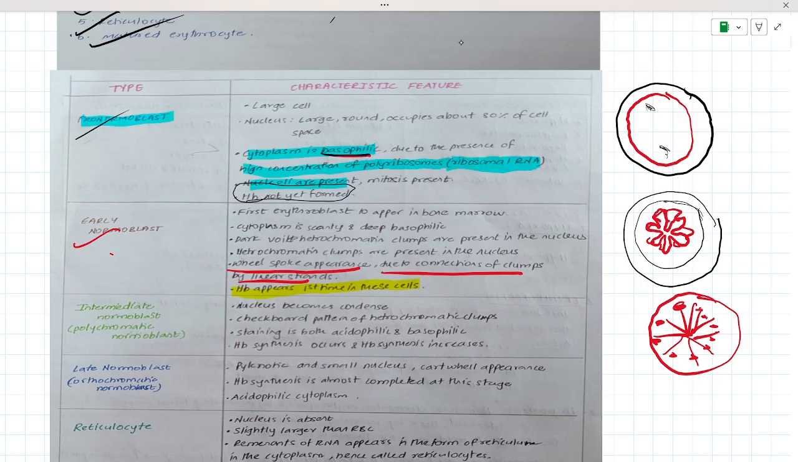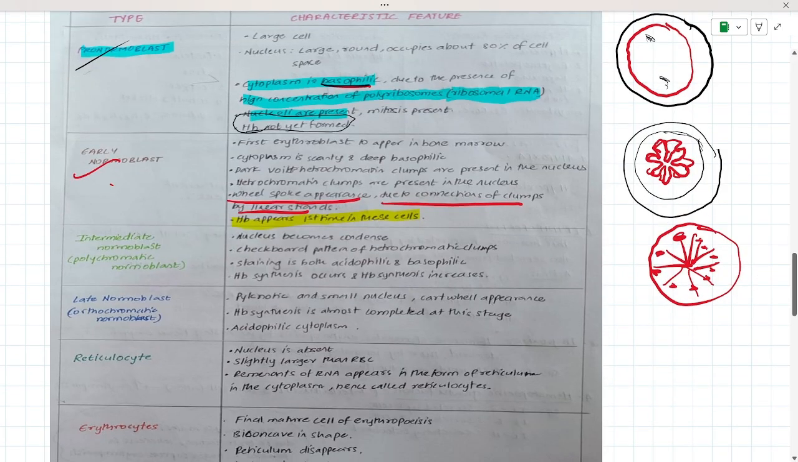Now we'll go to the next stage, that is intermediate normoblast. This intermediate normoblast is also known as polychromatic normoblast. Why polychromatic? Poly means many, chromatic means colors, that is multiple colors. That is why it is named polychromatic: the cytoplasm at this stage is stained both acidophilic as well as basophilic, so it is termed the polychromatic normoblast.